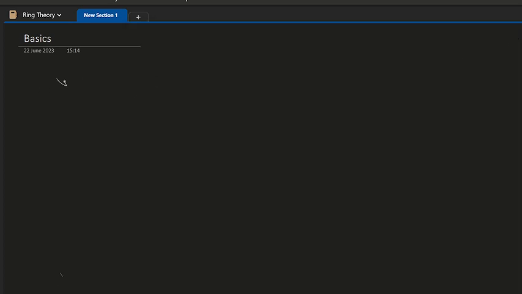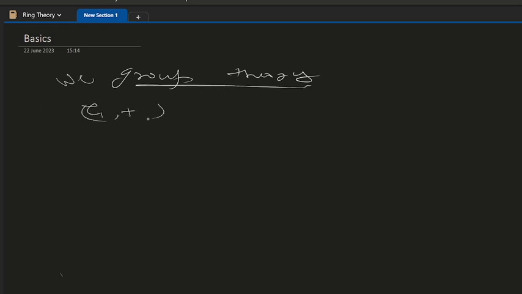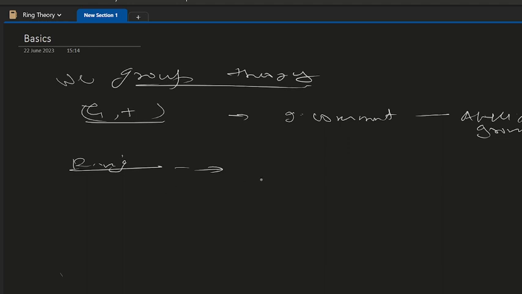Okay, so we must be aware of group theory. Group theory includes a group G, which is G with a single algebraic structure. If we include commutativity, then it becomes an abelian group, right? So what is a ring? A ring is nothing but an extension of a group, which means R involves two algebraic structures.